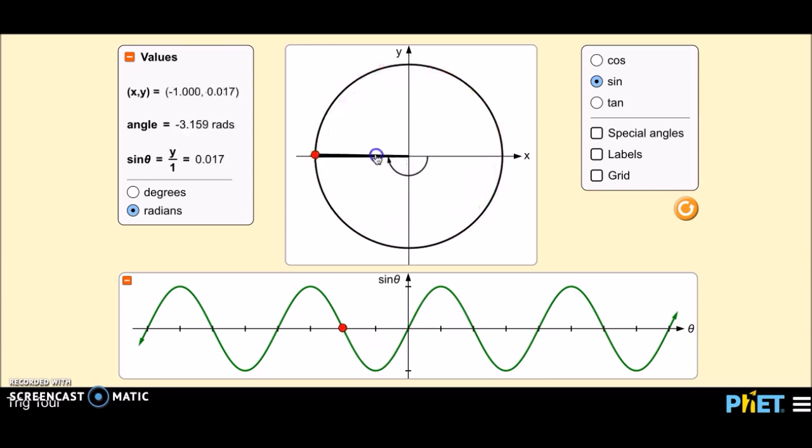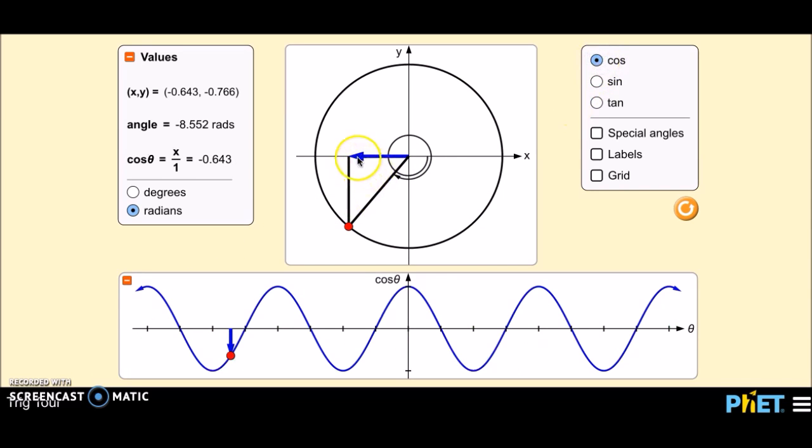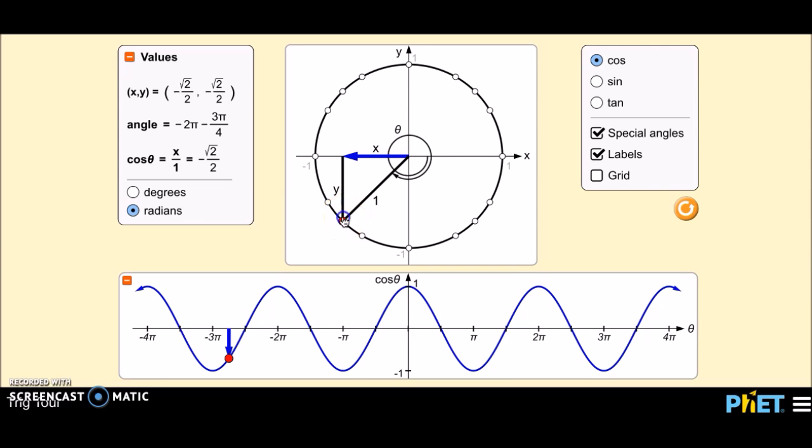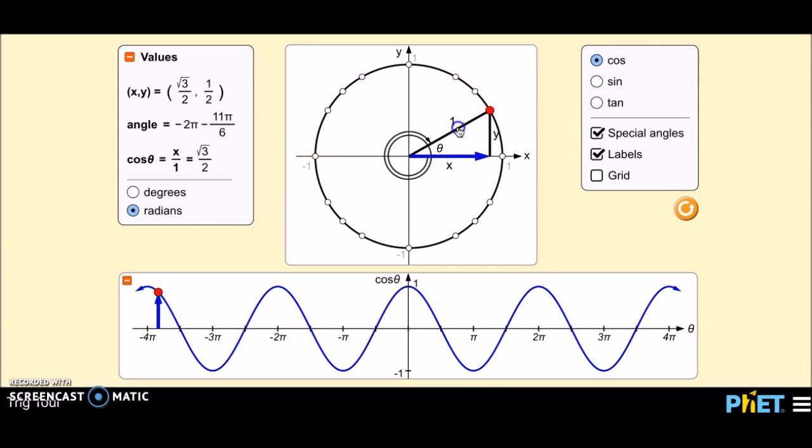We can even see that you can go into negative numbers and give students something to play with as you start to introduce the topic. If we quickly come back to a cos wave, we can turn on some of these extra options of special angles or labels, and this will start to show and really reinforce for students.